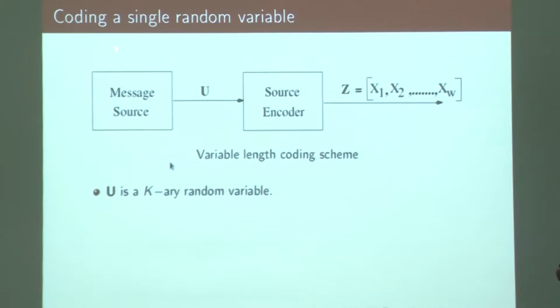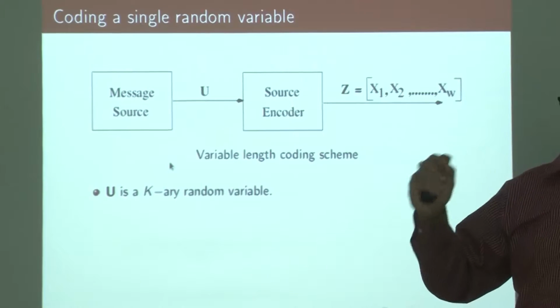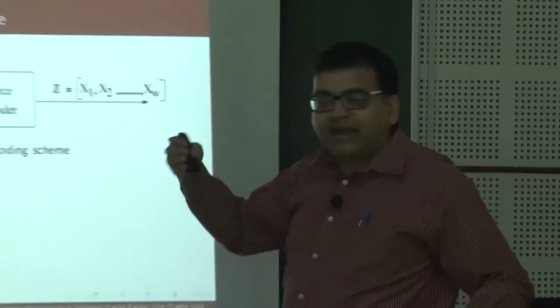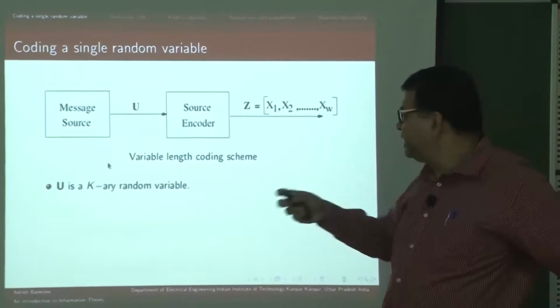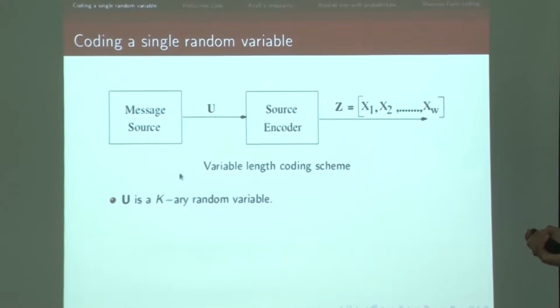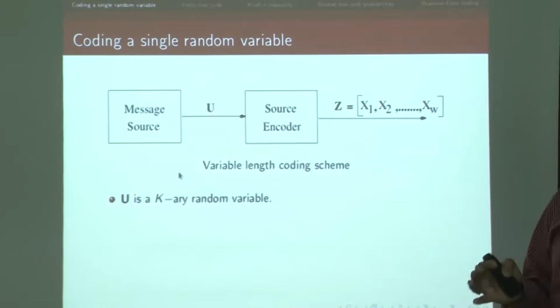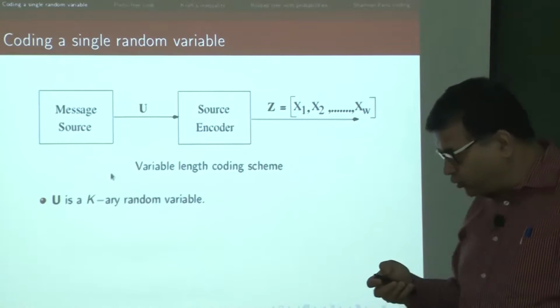So, this is the problem I am looking at. I have a message source that is emitting a k-ary random variable. When I say it is a k-ary random variable, it can take k different values, so let us call them u1, u2, u3, uk, and they are happening with some probabilities, let us call them p1, p2, p3, pk. Now, this is a random variable that I want to encode. What is my objective? I want to represent this random variable in the minimum possible bits, because I want to do source compression.